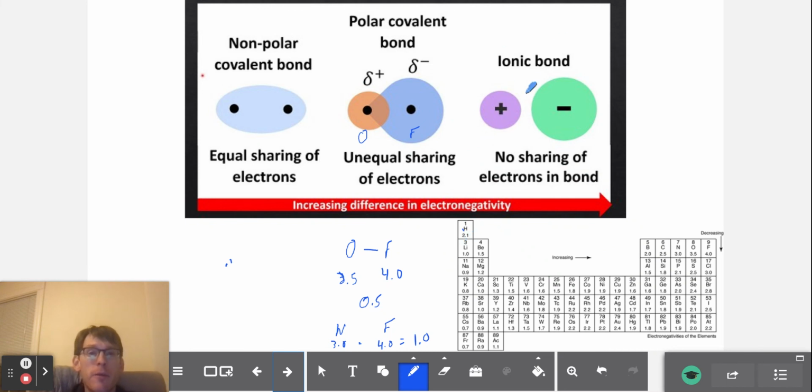And finally, with our ionic bond, note that we have the full-on transfer. It's not a partial negative. That's what this delta means, partial positive and negative. It's a full-on negative and a full-on positive. Note that the positive ion has become smaller because it's lost its valence shell, and the anion has become larger due to extra electron pair repulsion.